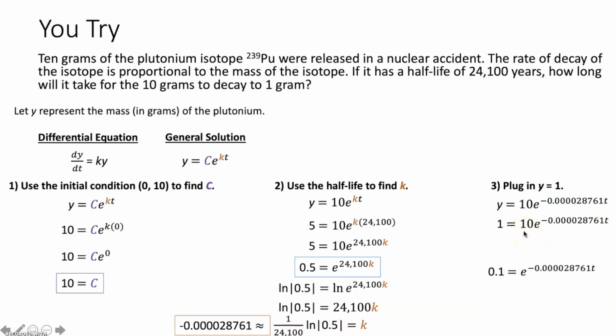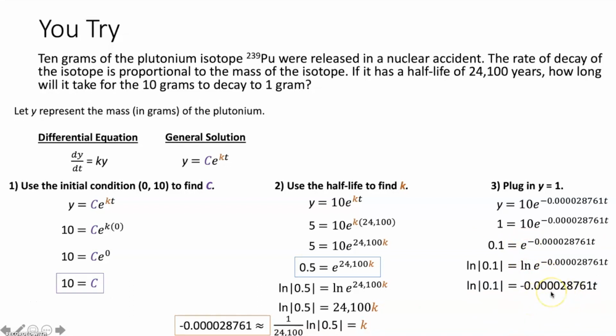To solve for t, we divide both sides by 10, take the natural log of both sides, cancel out that e. Over here, ln of e, those two things cancel each other out. We divide both sides by this decimal, and we get t is approximately equal to 80,059. Now, what does this mean? This means that it would take approximately 80,059 years in order for 10 grams of this plutonium isotope to decay to 1 gram.